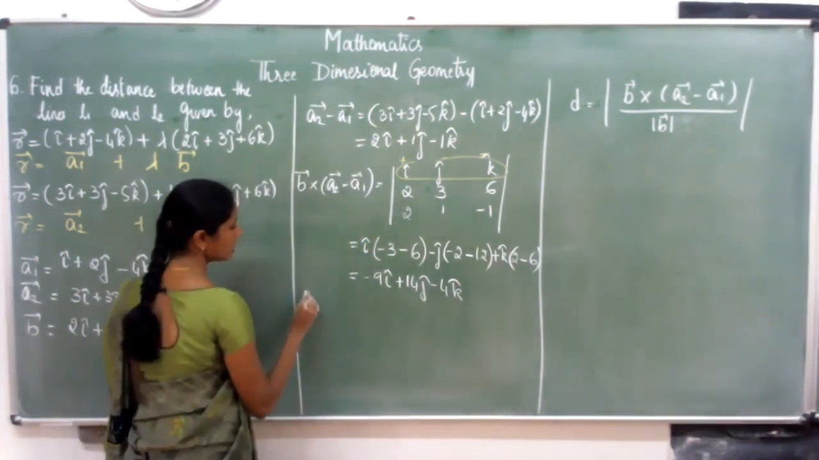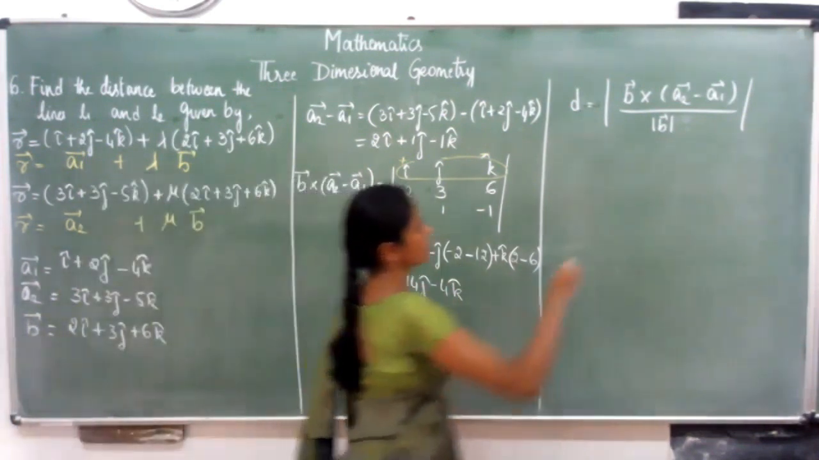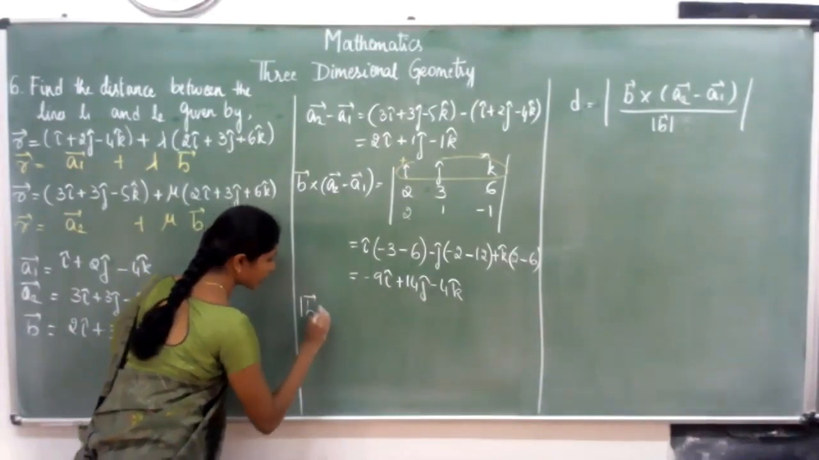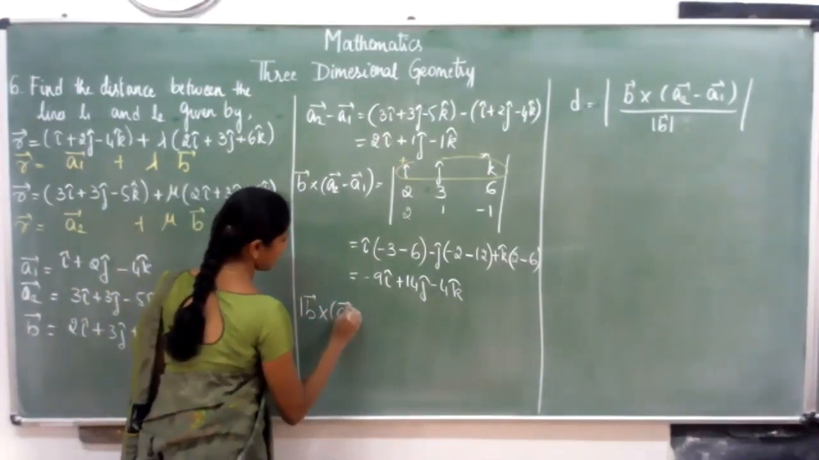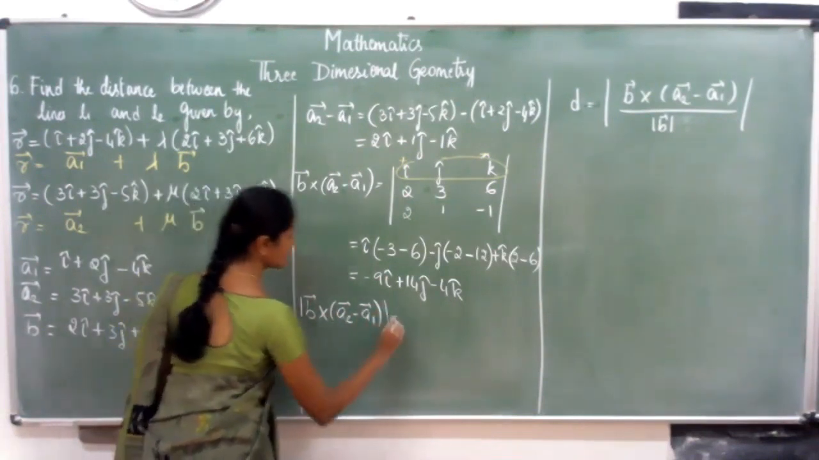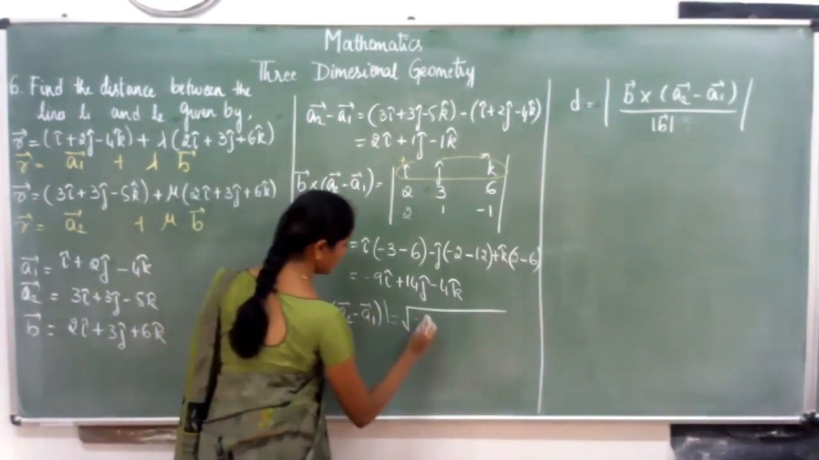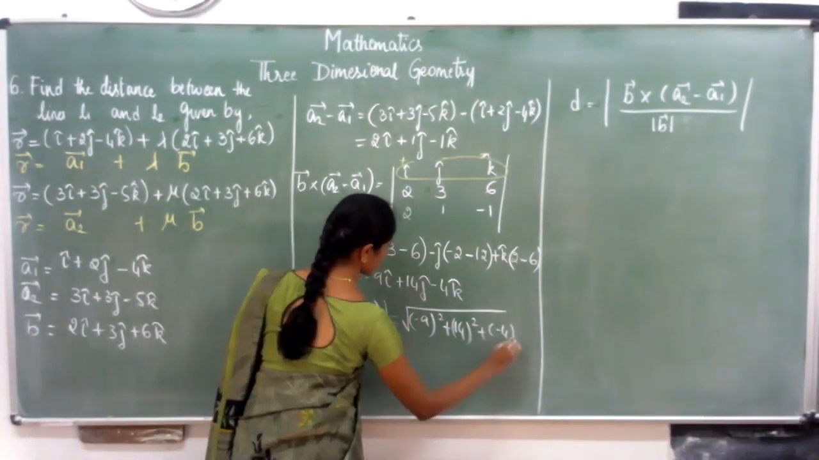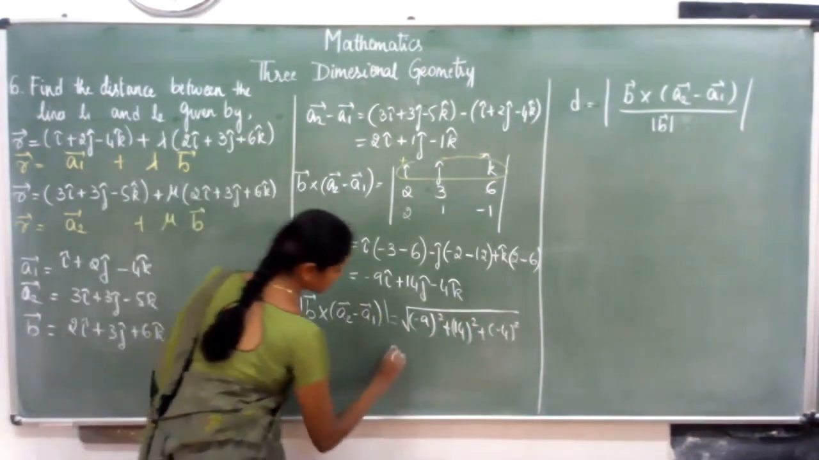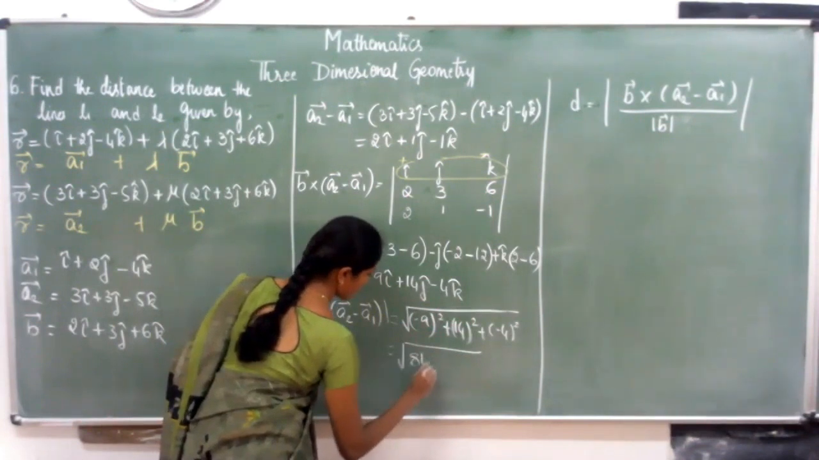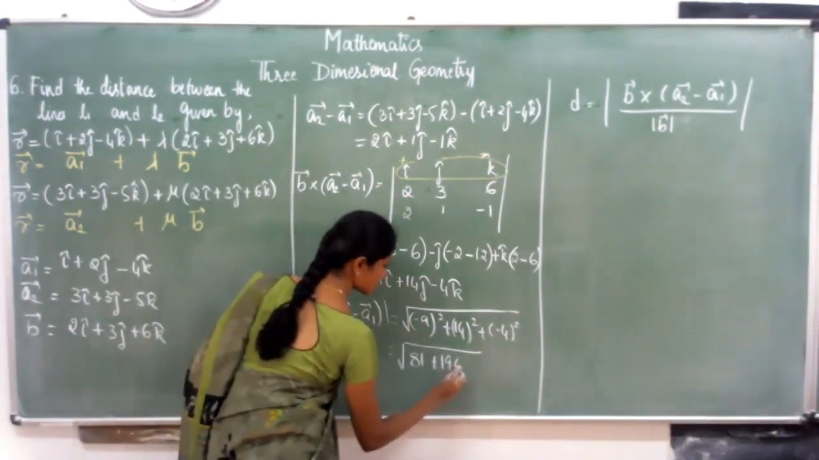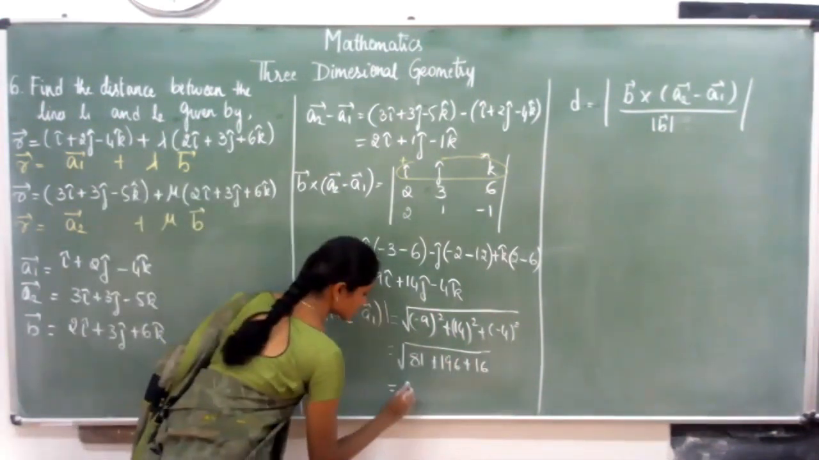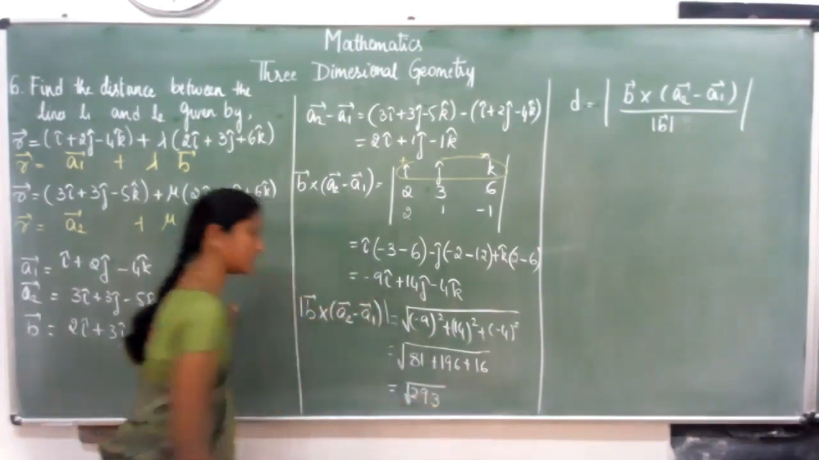Okay, next we need to find the magnitude of this. The magnitude of vector B cross vector A2 minus vector A1 is equal to root of minus 9 the whole square plus 14 square plus minus 4 the whole square. So this is equal to 9 square, 81, 14 square, 196, 4 square, 16. If you simplify this, you will get root of 293.